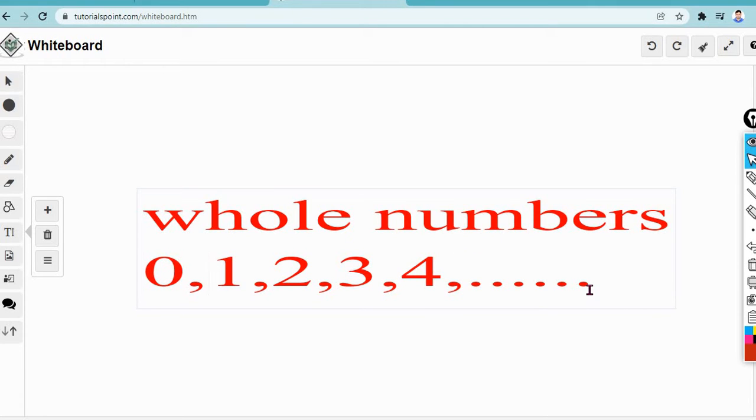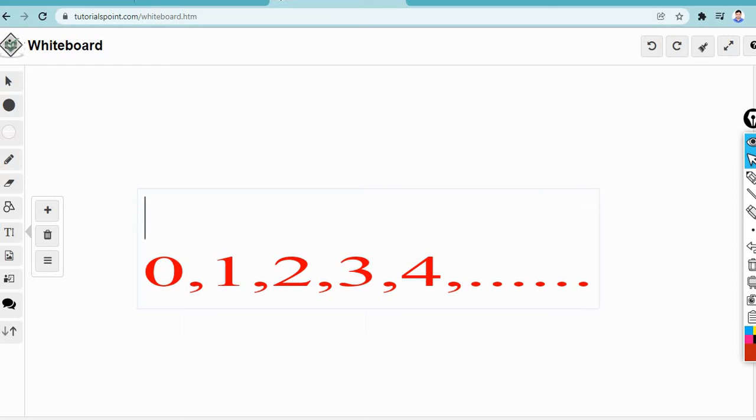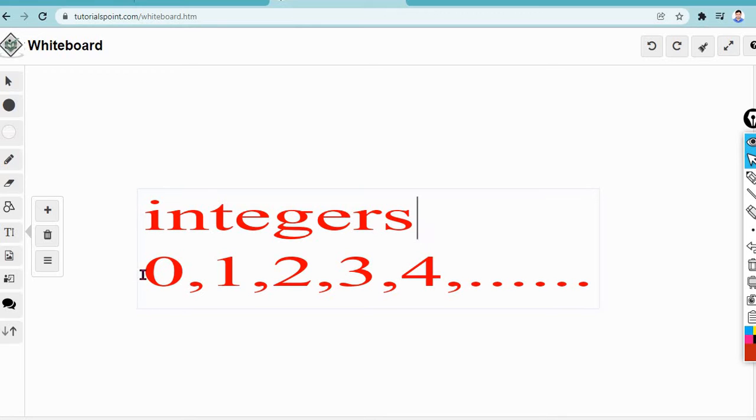But I told you a special type of number, that is integer. So what are integers? So I write here integer. Integers are special numbers where whole numbers are there, but their negatives are also there. It forms integers. See, these are whole numbers, but you have to add their negatives also.